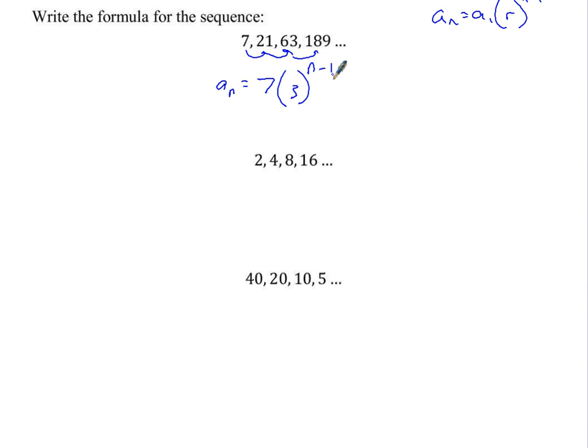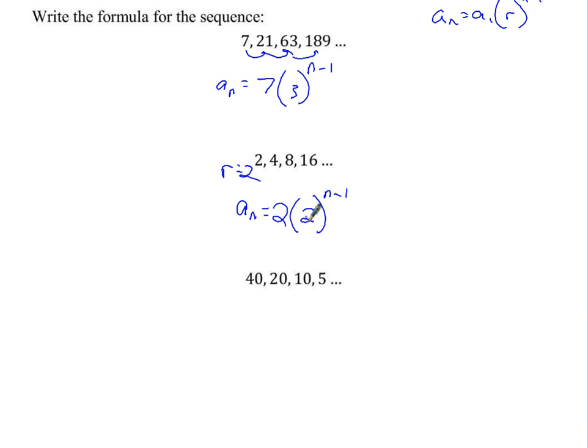So take a look at the second one. Is that a geometric sequence? Yes, because we are multiplying by 2 each time. So I'm going to write r equals 2 here, just so I remember, just in case I forget. As I'm writing out my equation, which will take me about 4 seconds, a sub n equals what? 2 times 2 to the n minus 1.